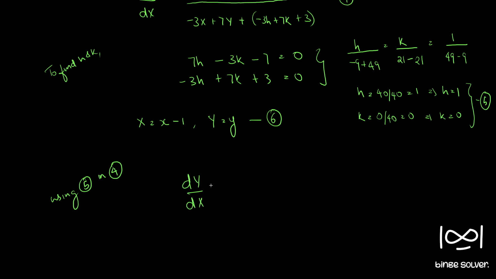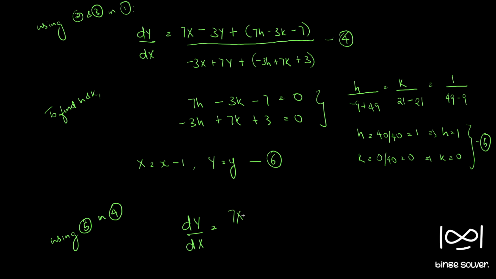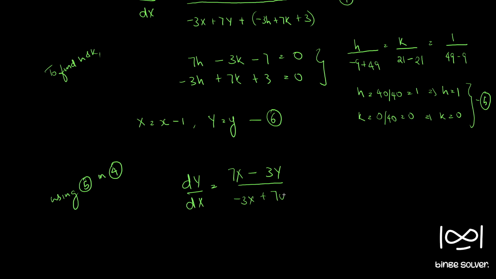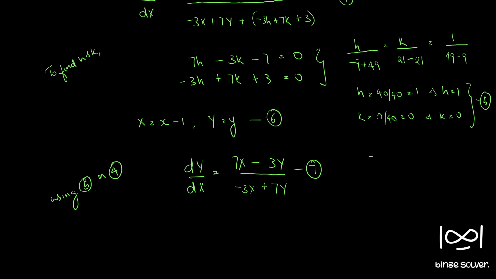dY by dX is equal to (7X - 3Y) by (-3X + 7Y). Okay, so this is a homogeneous equation. Let's call this equation 7. We can solve such equations using the substitution y equal to vx, equation 8. It is homogeneous because dy by dx can be written as a function of y by x. If you divide the numerator and denominator by x, you can see dy by dx is a function of y by x. Now, differentiating equation 8 with respect to x on both sides, we have dy by dx equal to v plus x dv by dx, equation 9.